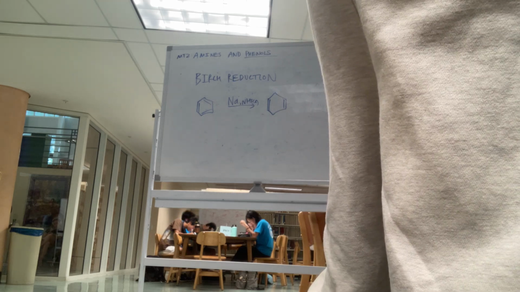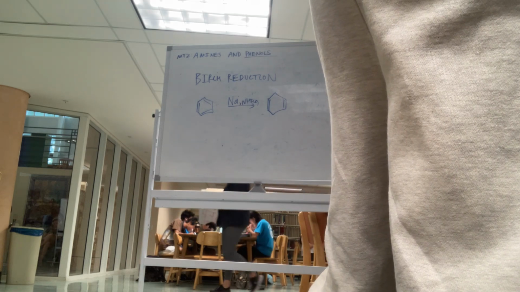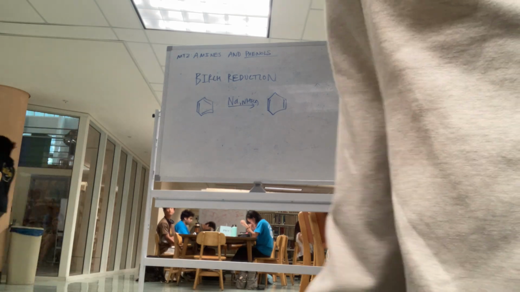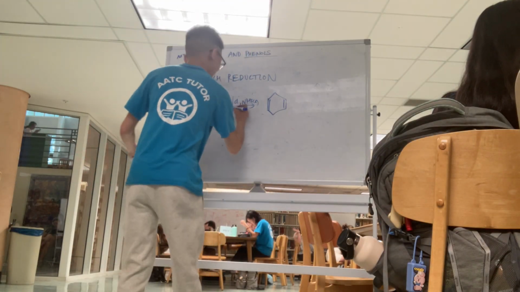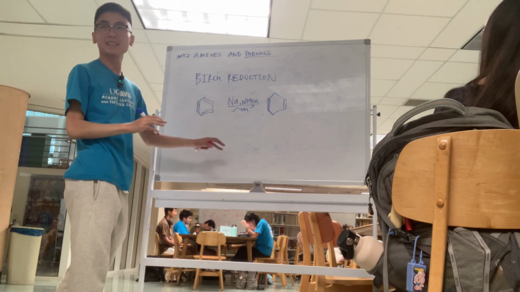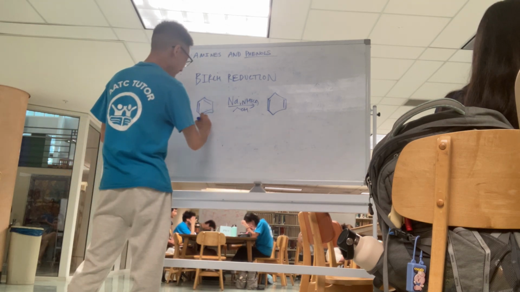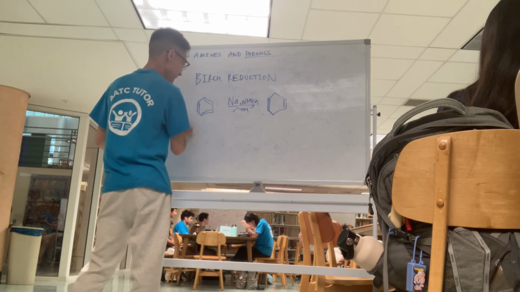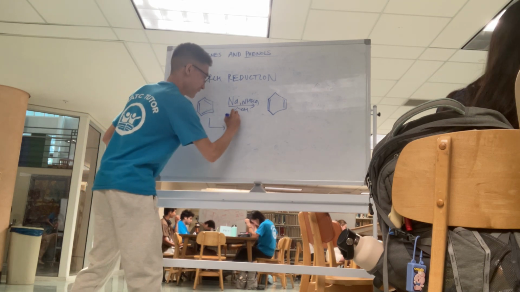There's also one other thing. Oh yeah, and ethanol. So this is the simplest case here with no EDG, no EWG. But if you have an EDG on it, first, it goes through this intermediate right here. This is important to know.